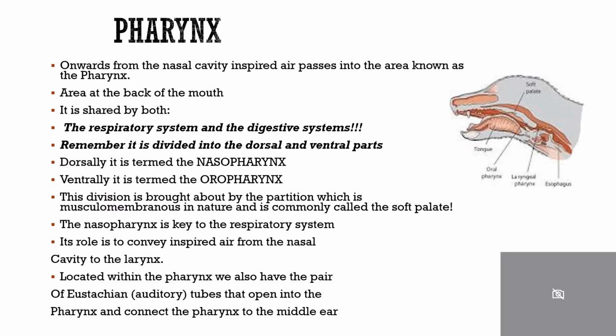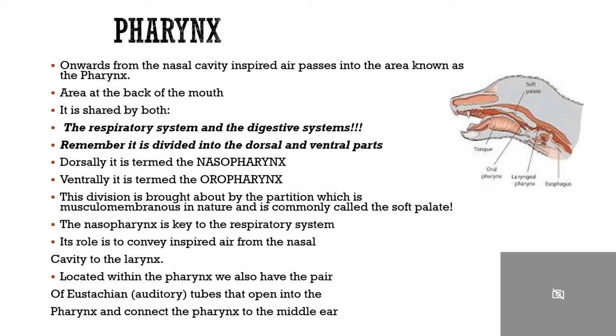The pharynx. Onwards from the nasal cavity, inspired air passes into the area known as the pharynx. This is the area at the back of the mouth, and it is shared by both the respiratory and the digestive system. It is divided into dorsal and ventral parts.